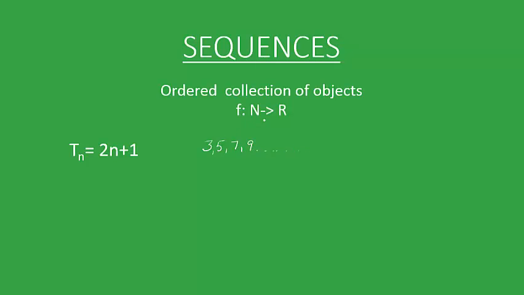So as you can see, it's a relation, it's a function which takes the natural number as input, that is 1, 2, 3 and so on, to give some real numbers which are ordered. That is, we know that the first term is 3, the second term is 5 and so on. So basically it's an ordered collection of objects, and objects mean here are numbers.